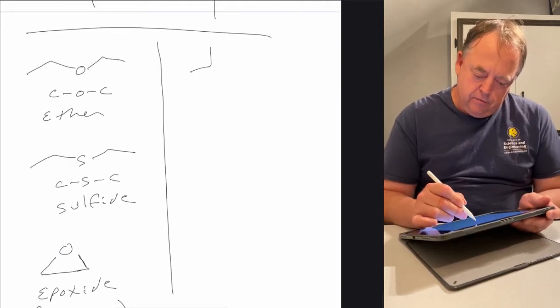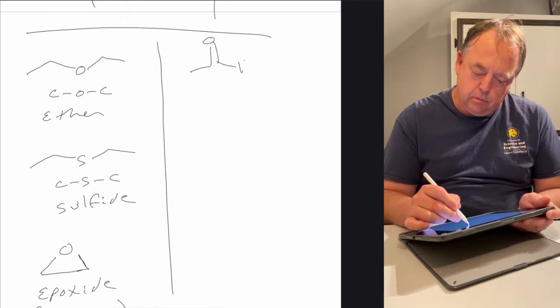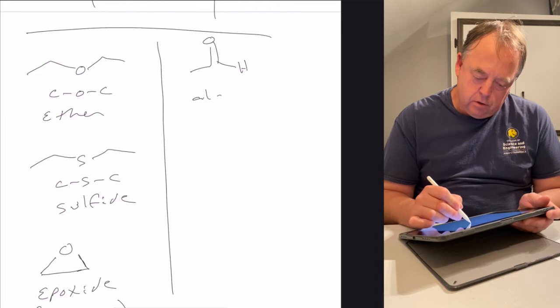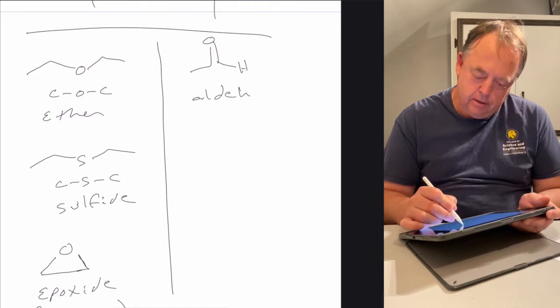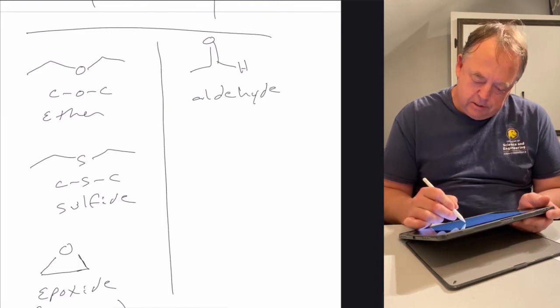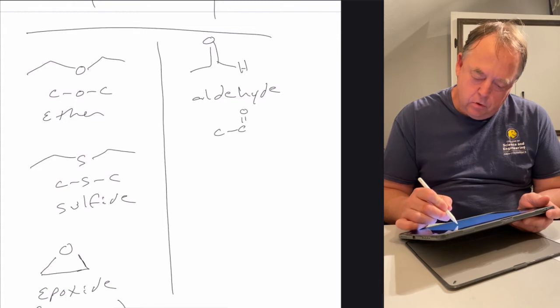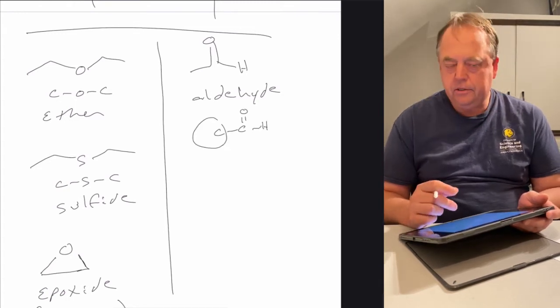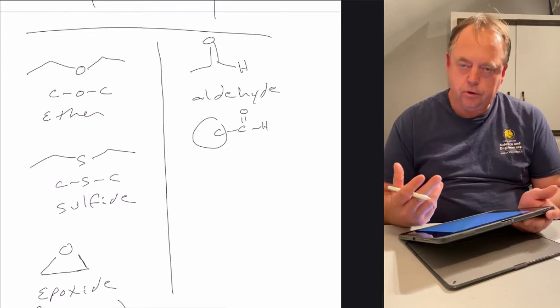Okay, so if you have a molecule with a carbon-oxygen double bond and a hydrogen attached, then that's what's called an aldehyde. So it has to be carbon, C double bond O, hydrogen to be an aldehyde. And it doesn't matter what this carbon is. It could be a 1-carbon chain, it could be a 100-carbon chain.